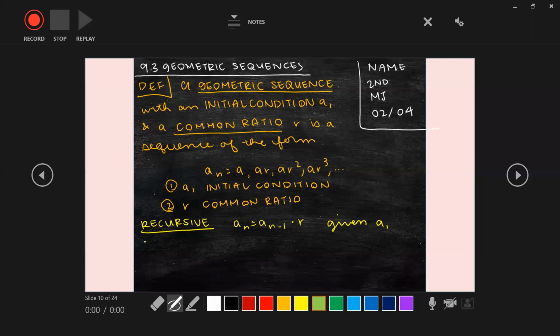So now let's do an explicit formula. That is going to be a sub n is equal to a sub 1 times r raised to the n minus 1. So be very careful with your subscripts here, okay? Your subscripts are the ones that go beneath, and your superscript. So notice your explicit formula has the subscript of 1, but the superscript of n minus 1.